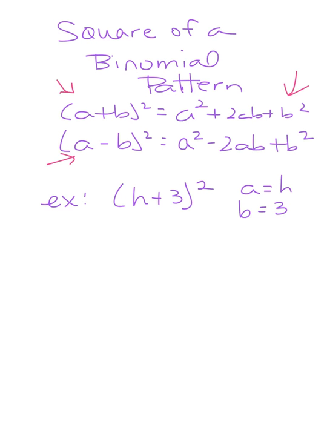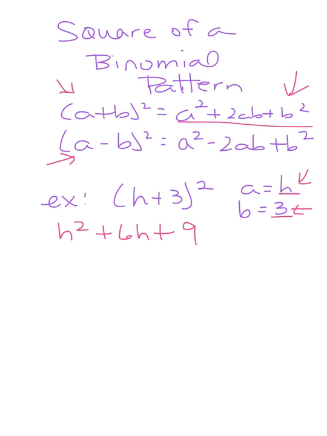So if I have the quantity h plus 3 and that's squared, my a value is h, my b value is 3. If I follow the pattern, a squared, which is h, gives me h squared, plus 2 times a times b. So h times 3 is 3h. Multiply that by 2 and I get 6h. And my last term, my b value, I square. 3 squared gives me 9. So that's my final answer there, h squared plus 6h plus 9.